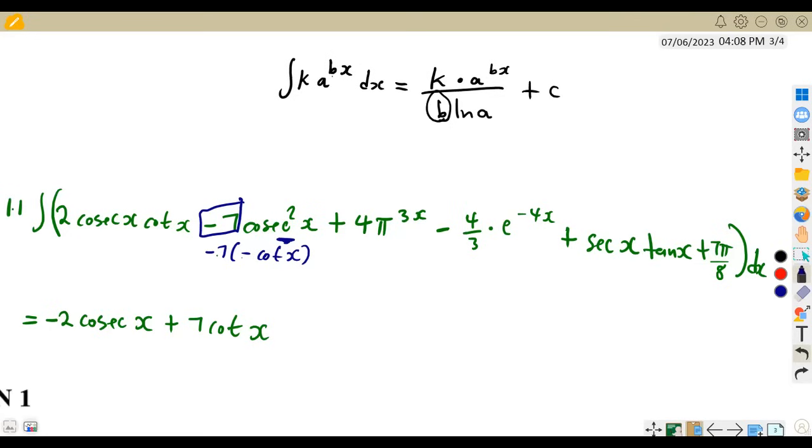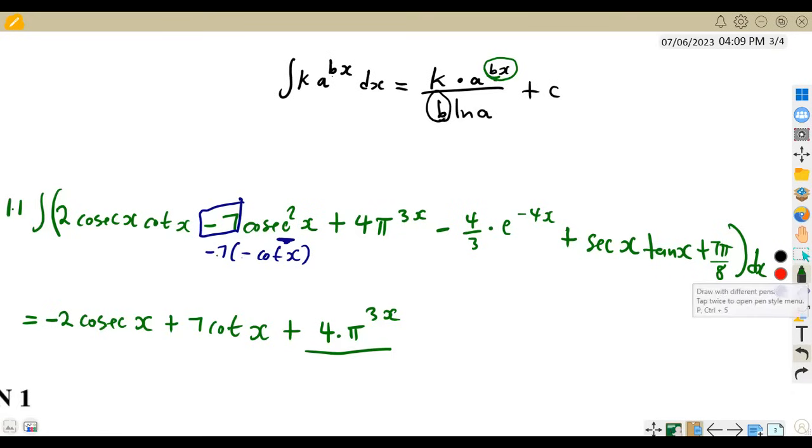So meaning to say, we are going to have our answer as this part is going to remain as it is, as you can see from the numerator here on top. So this is going to be plus 4 times pi to the exponent of 3x, but it's over the derivative of this. This b is from the derivative. It's actually supposed to be like this.